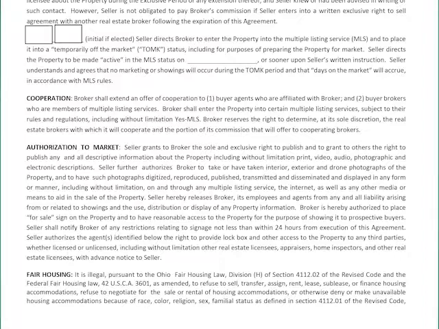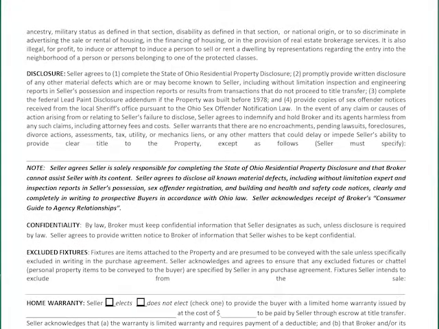I'm going to skip down to the second page. Obviously, I'm skipping over authorization to market and fair housing. Like all the forms, you should read these and be familiar with what they talk about so that you can explain it to the seller.